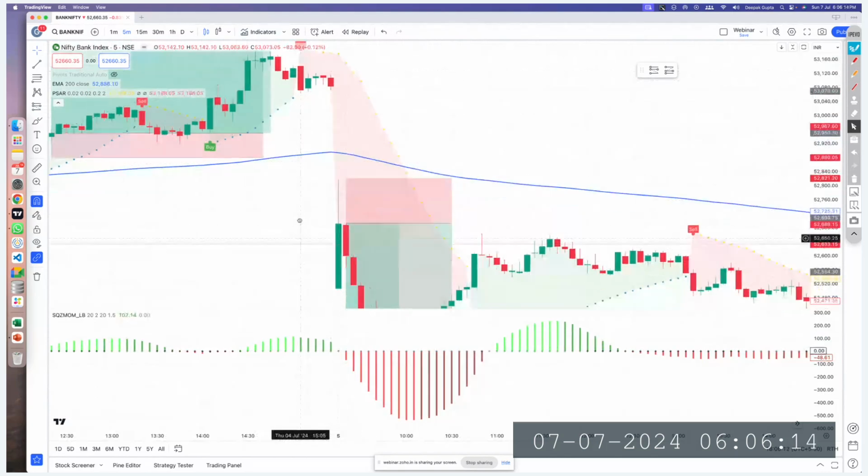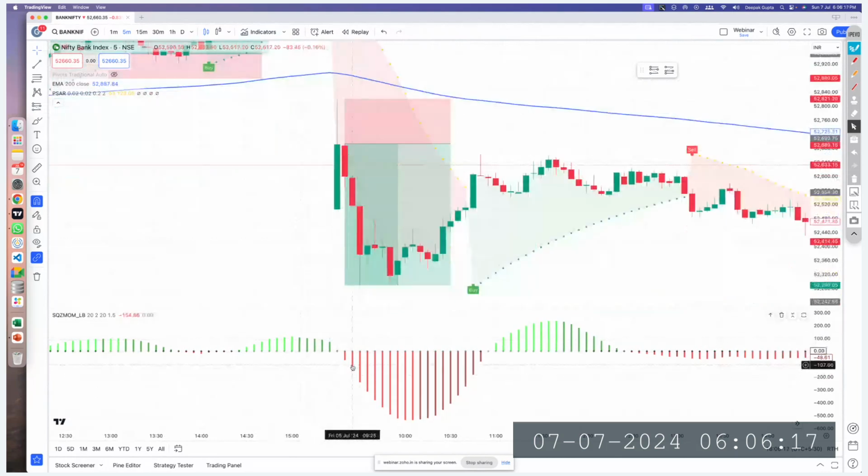We can also take a third confirmation of this squeeze indicator. It was also saying that the momentum is building on the downside because you can see it is increasing. And after a point in time, it started to reverse. That means the momentum is now reducing. So as soon as you see the momentum is reducing, you should exit your trade. If I enter here, I should have exited at this point, probably at this level.